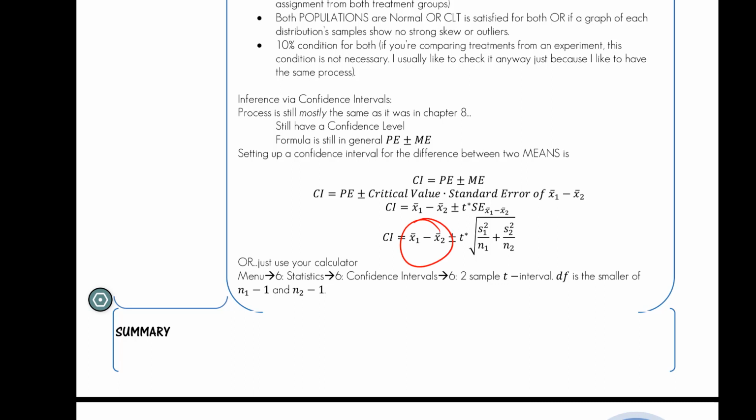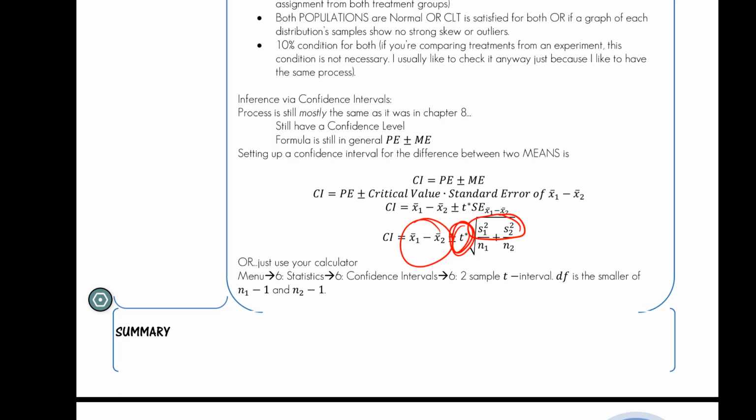So my point estimate is going to be x bar 1 minus x bar 2. And then remember that we are working with means, so we're not going to be working with z star, we're going to be working with t star. And remember that we don't know what the sigma is, we don't know the population standard deviation, we're only working with sample information whenever we are working with inference. So you're going to see those.